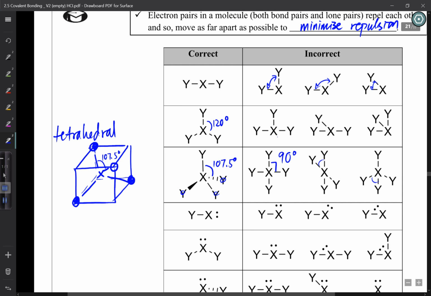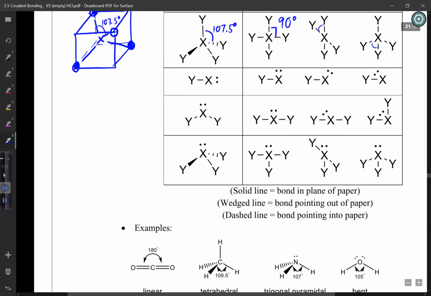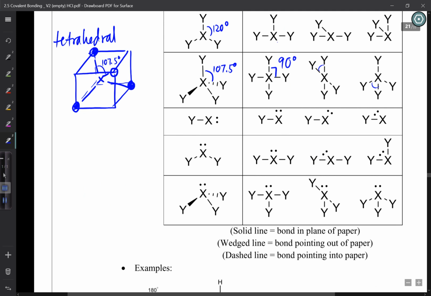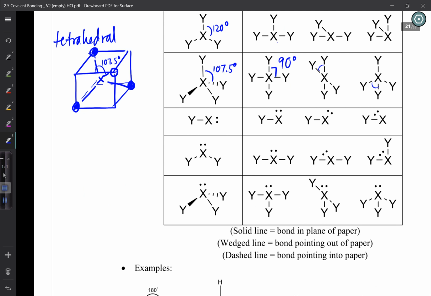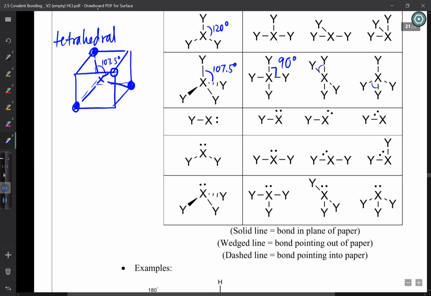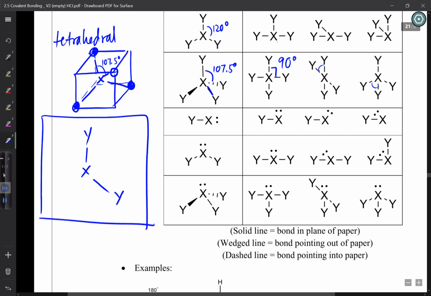So what does this represent? If you look at the things below, a solid line means the bond in the plane of paper. Because it's very difficult for us to draw a 3D image on a 2D paper, we make use of notations like this to denote it. Just imagine this is a piece of paper. These three atoms are on the paper itself. This one will be pointing out of the paper. This one will be pointing into the paper. This is what it means.